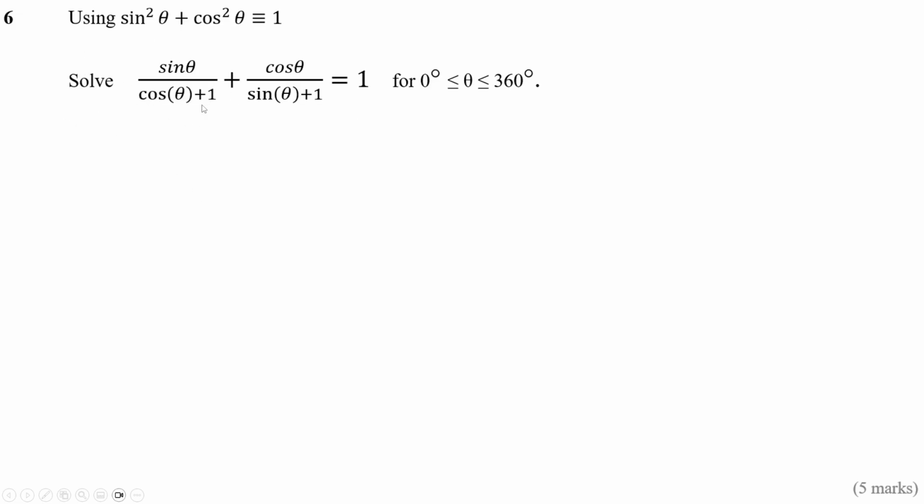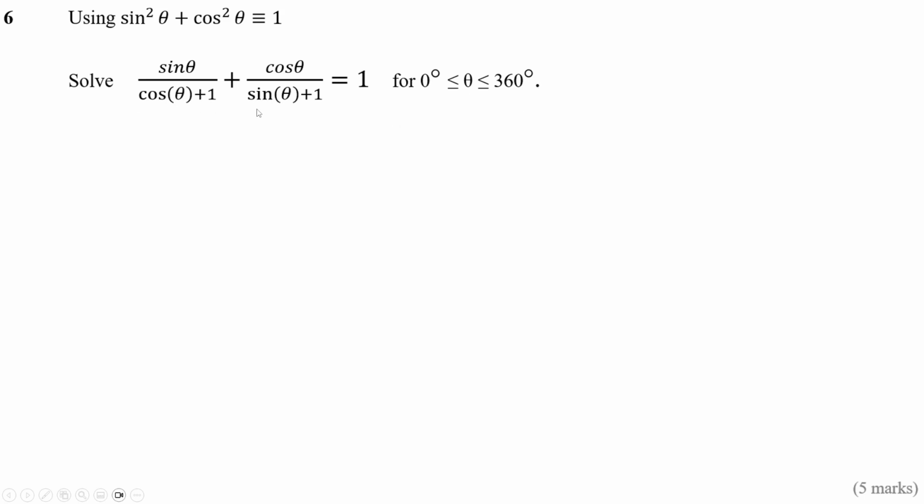Next question. So we've got this here, and it's telling us that sine squared theta plus cosine squared theta is identical to 1. You should know this because this paper is targeted towards further maths students. Anyways, we'll just solve for theta here. We want it between 0 and 360 degrees.